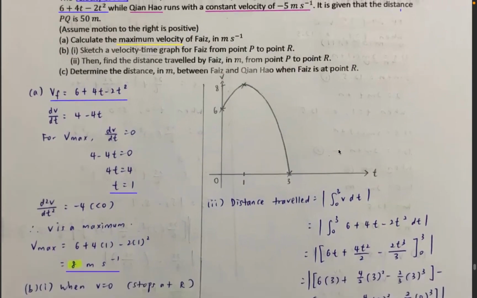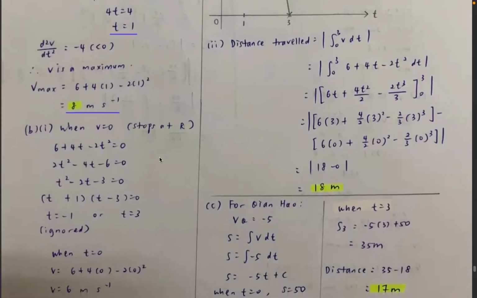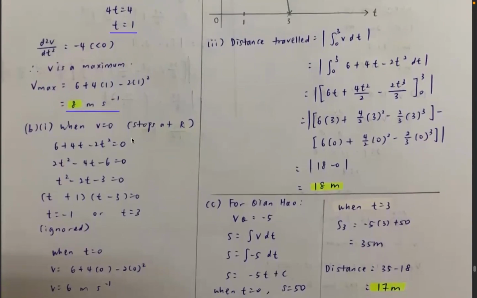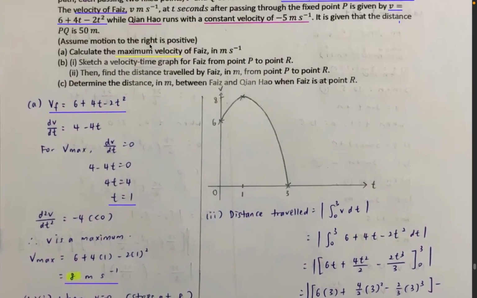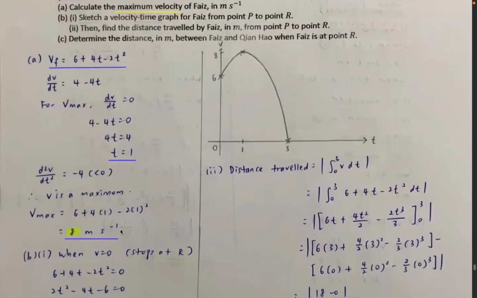For velocity time graph, x-coordinate is t, y-coordinate is v. So just now we have when t equals to 3, v equals to 0. That means you already have x-intercept (3, 0). And then from part A, we have already found maximum velocity. When t equals to 1, v equals to 8. So we have maximum point (1, 8).